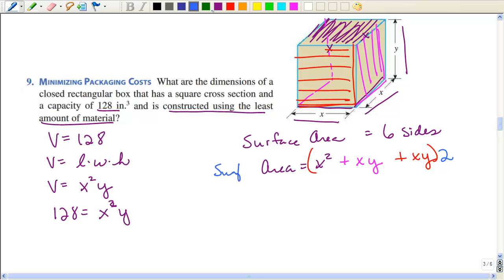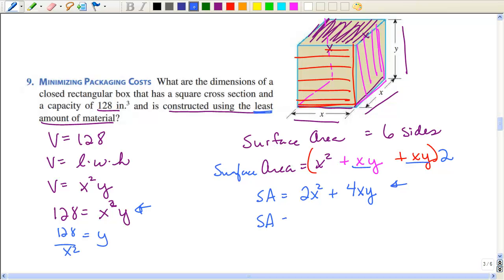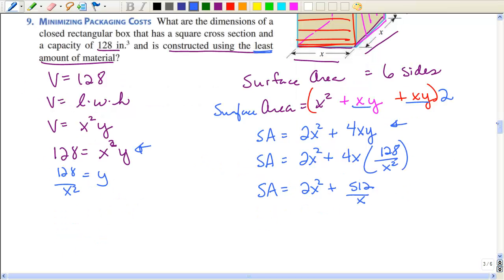Now that's not the area, that's the surface area, and that's what we want to minimize. So let's clean this up a little bit. Surface area, and I have 2 of those and 2 of those, so that'd be 4xy. So now I need to substitute in x or y, so I can get this all in terms of x or y. So I'm going to come back to this equation, solve for y, and substitute that in here.